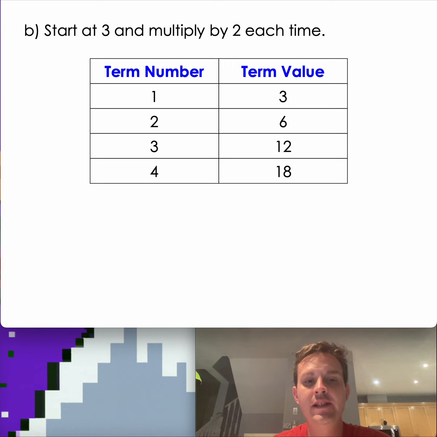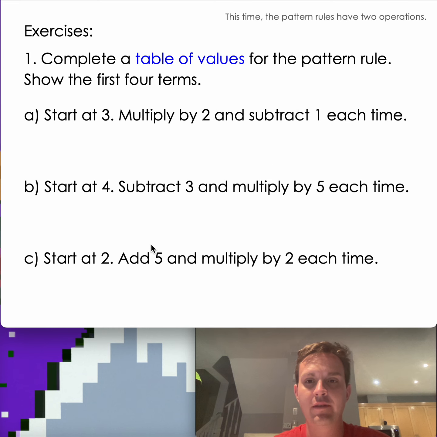So you can do the same thing when the pattern rule has 2 operations. As long as you can make the sequence from the pattern rule, you can make the table of values as well. So here's some exercises. Complete a table of values for the pattern rule and show the first 4 terms. So we have start at 3, multiply by 2, and subtract 1 each time. Start at 4, subtract 3, and multiply by 5 each time. Start at 2, add 5, and multiply by 2 each time.